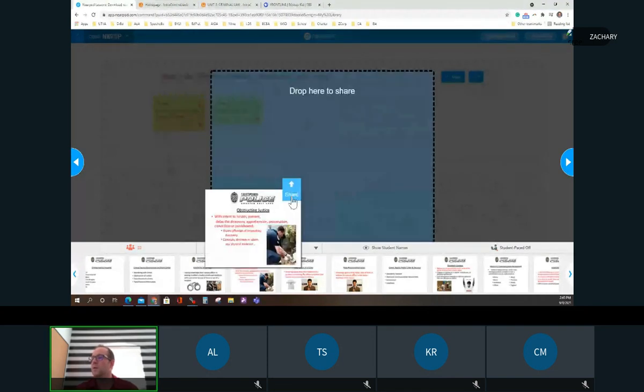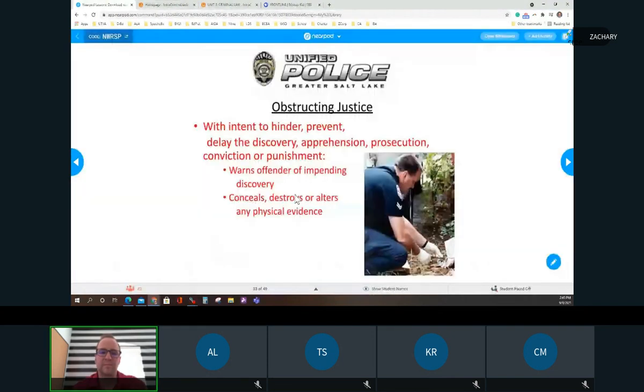Okay, let's go to this one right here. Obstructing justice, because this is kind of an interesting one that people like to get into. It's basically with the intent to hinder, prevent, delay, discovery, prosecution, conviction, or punishment. So somebody said something about false witnesses. This would be called obstructing justice.